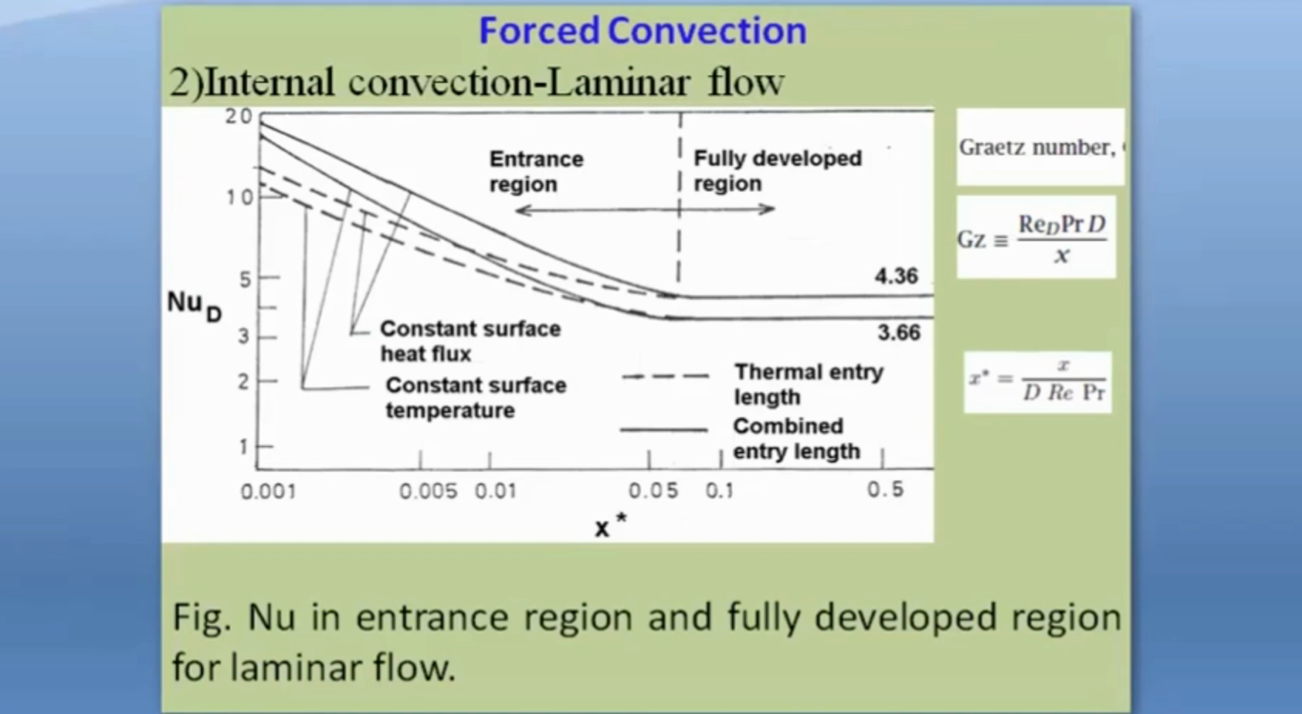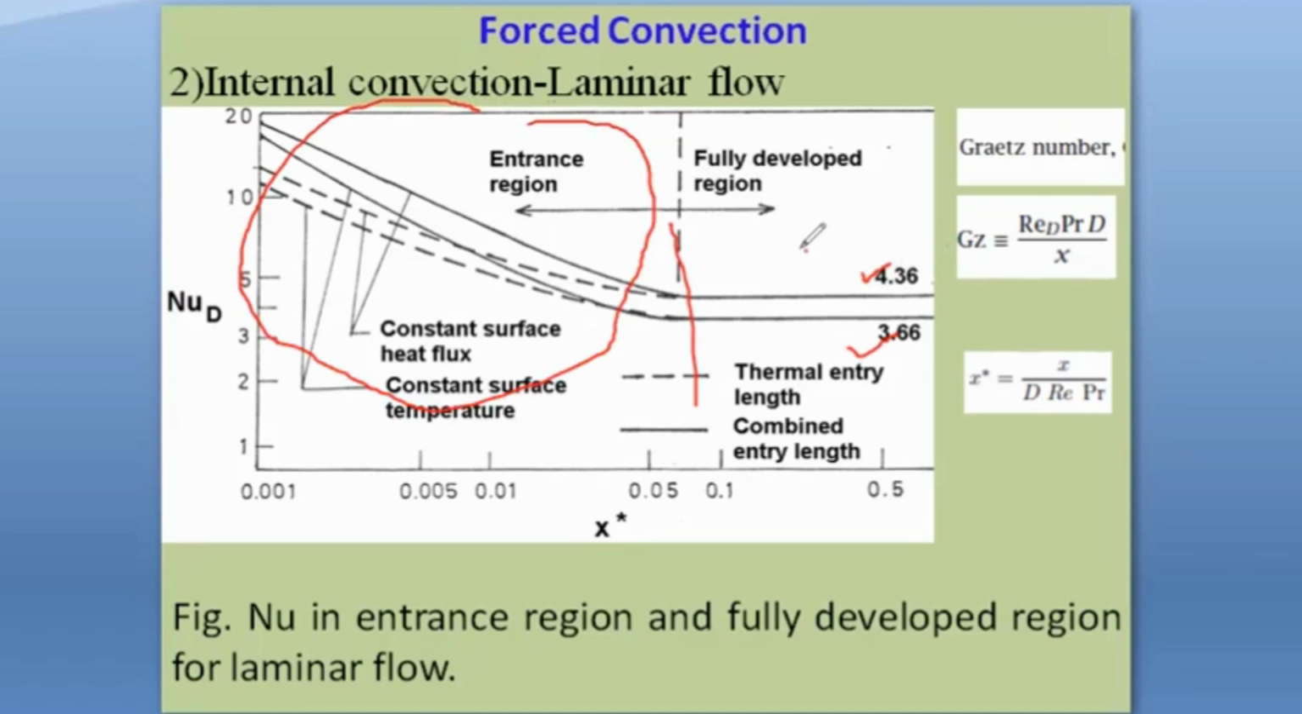These values are constant. If it is laminar flow and it is developed, then in one case it is 4.36, in another case it is 3.66. But what happens if the flow is developing? In the entry region, flow is developing, then we cannot use these constant values.